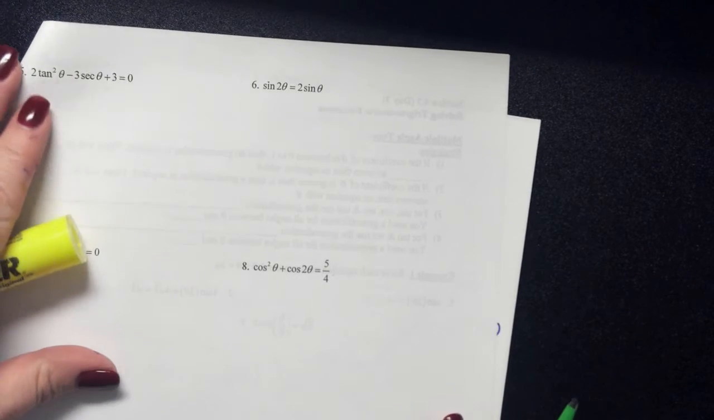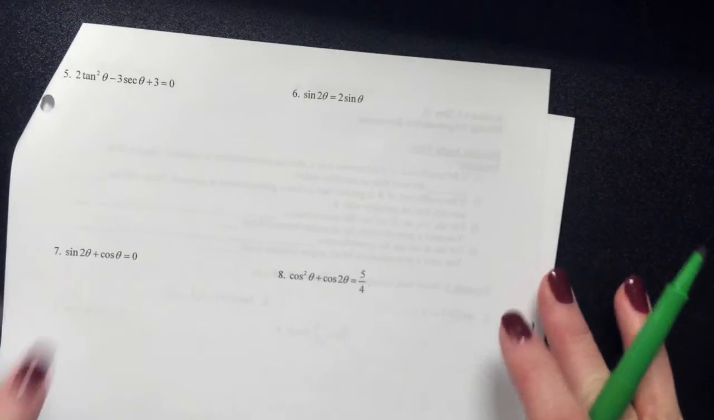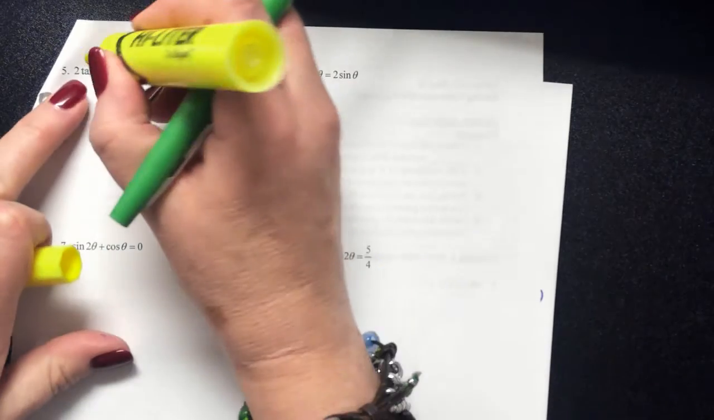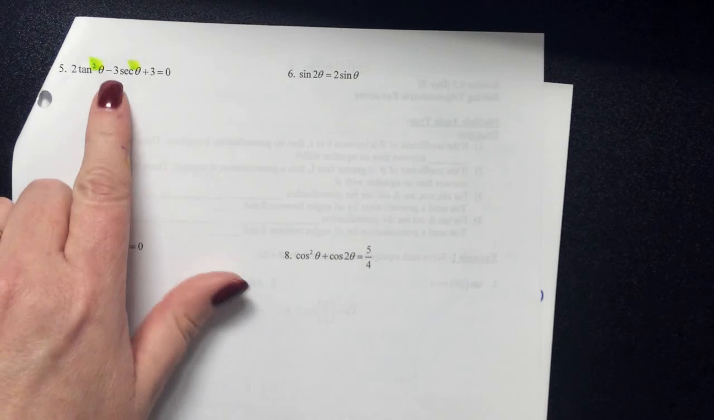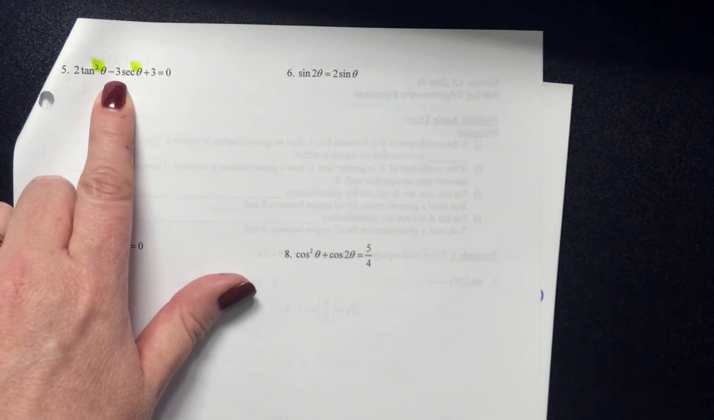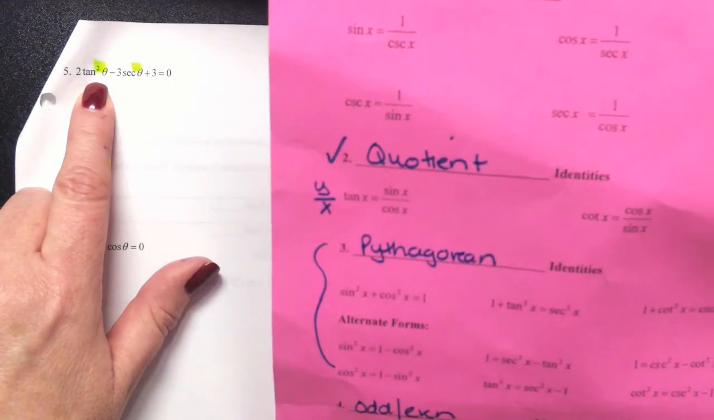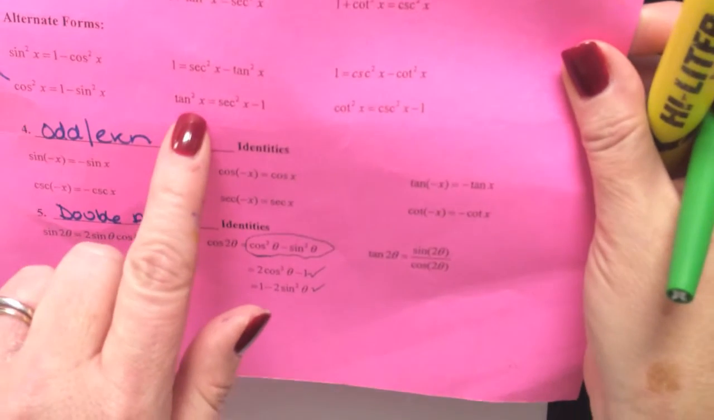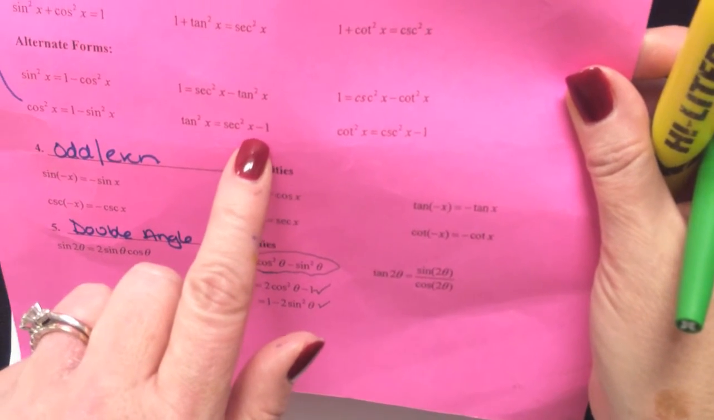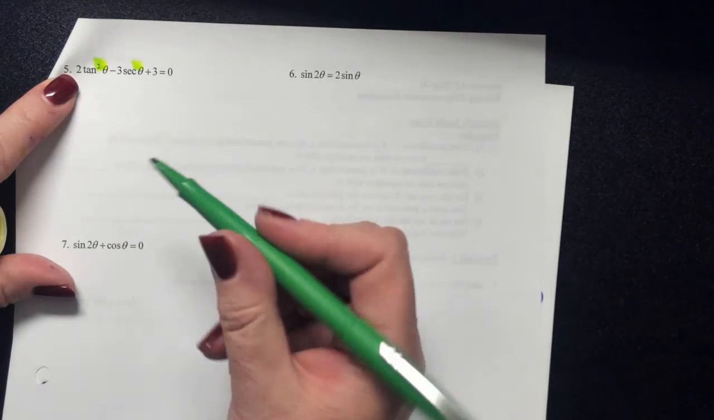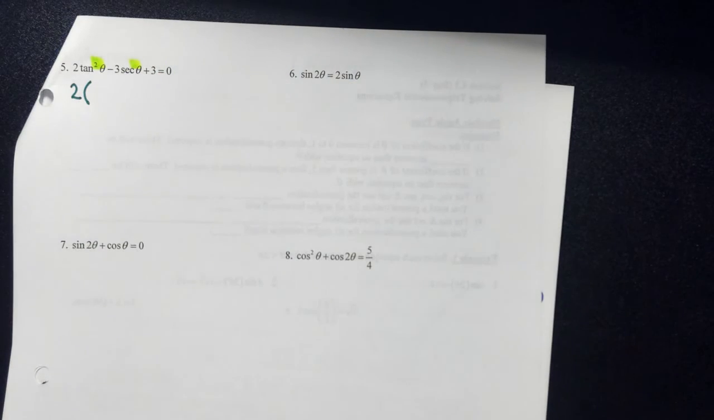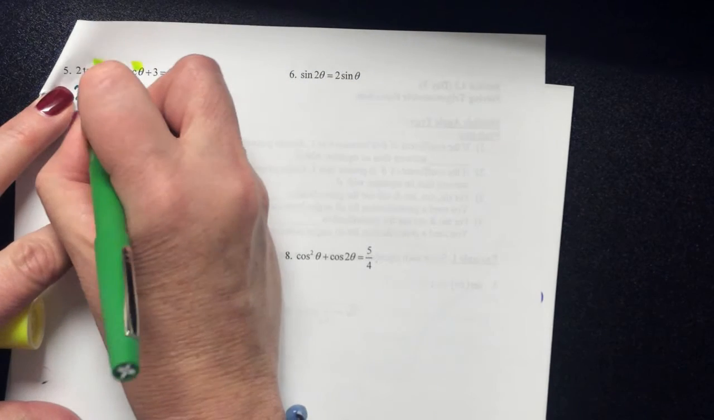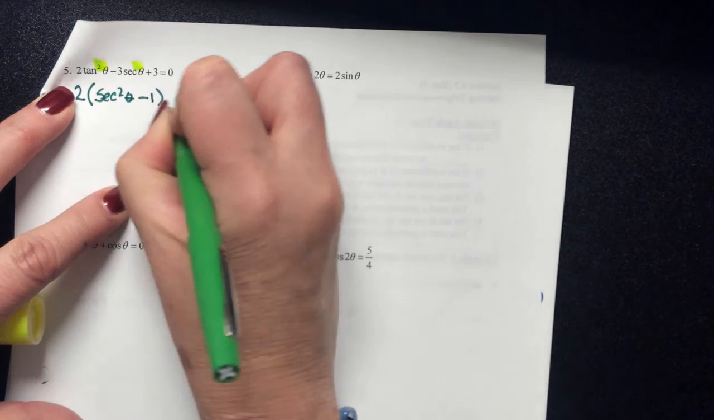Let's take a look at number 5. You have a trig function squared, a different trig function to the first power. So what type of substitution should I try? I should try doing a Pythagorean identity substitution. And again, I want to somehow get rid of this tangent squared, and notice tangent squared is equal to secant squared x minus 1. Now the difference is you have this coefficient of 2. So you're just going to leave the 2 alone and open up a set of parentheses. And tangent squared is equal to secant squared theta minus 1.